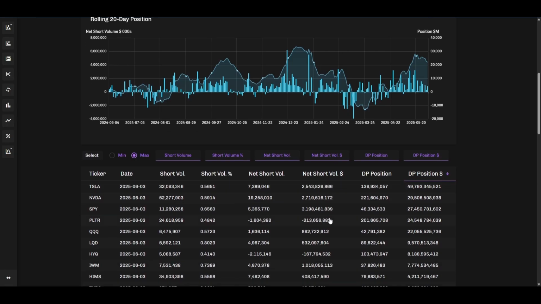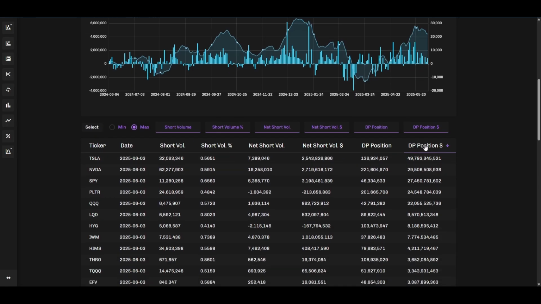You can see net short volume today, and the net volume, pretty much the dark pool positions, as you can see here. The DP positions is called DP. I don't know why, but it's just short for dark pools. It's the biggest it has been on Tesla, which could potentially mean big upside coming for Tesla. Who knows, guys? Or big downside coming for Tesla.